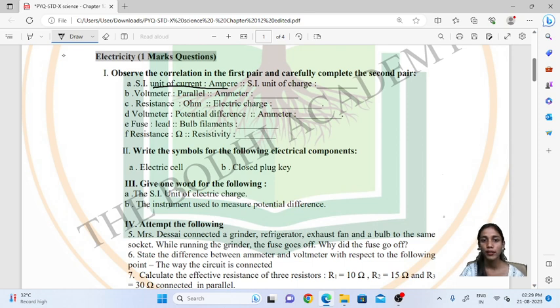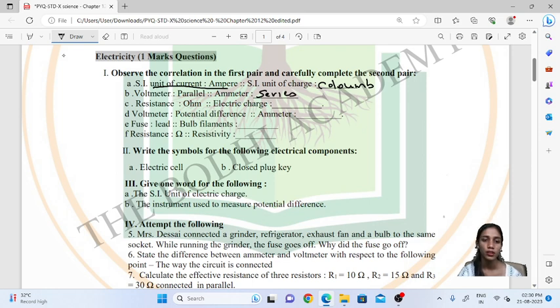Over here, SI unit of charge. What is the SI unit of charge? We know that it is coulomb. So the answer over here is coulomb. Now the second: voltmeter is connected in parallel arrangement, and ammeter is connected in series.